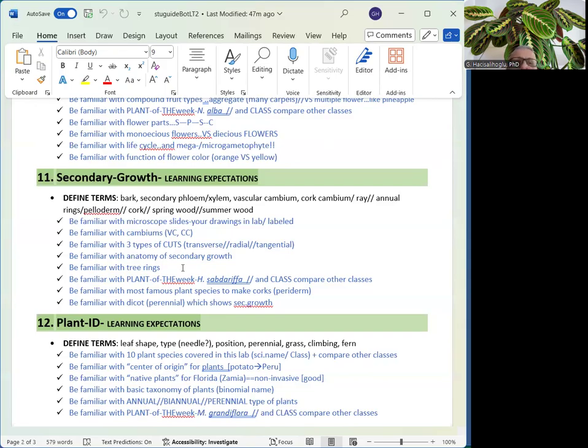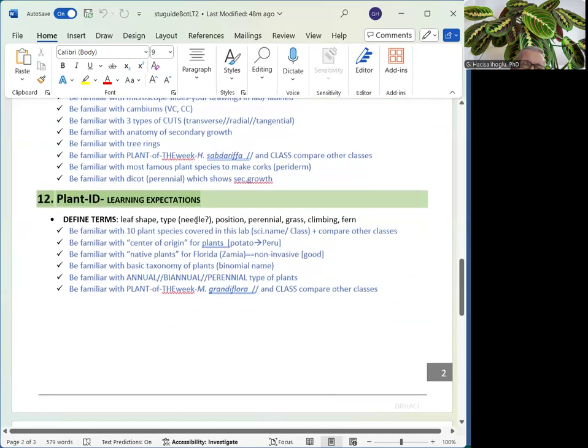The two cambiums, three types of cuts: transverse, radial, tangential. Make sure to study these. Anatomy of secondary growth, the plant of the week here, week 11, and also the most famous plant for making corks. Also, you'll see the dicot perennial plants, which show secondary growth.